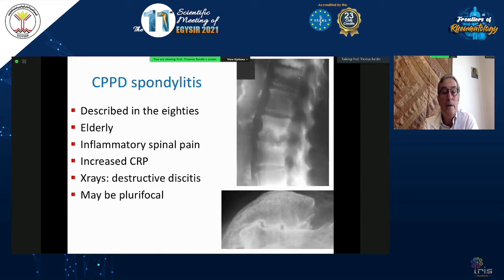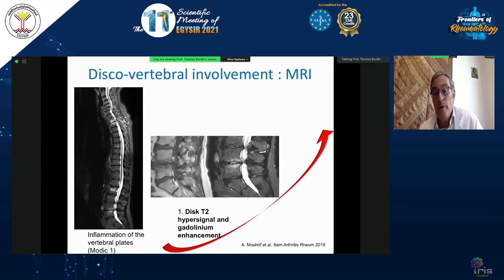They have an increased CRP, and these destructive discitis. I showed you this X-ray before with the analogy of the femoropatellar involvement, and these destructive discitis can be plurifocal. So when we, with Abdelaziz Moshrif, reviewed our files at the Lariboisière Hospital, we were able to describe several stages which may be the natural course of the disease.